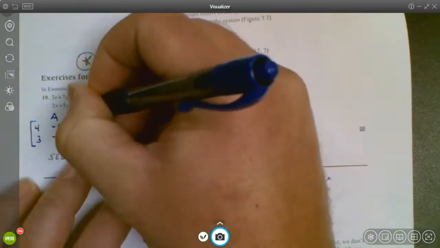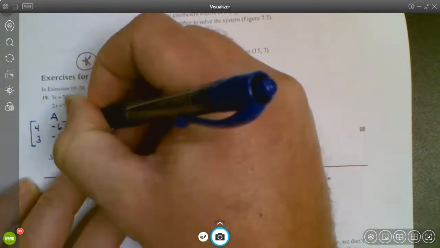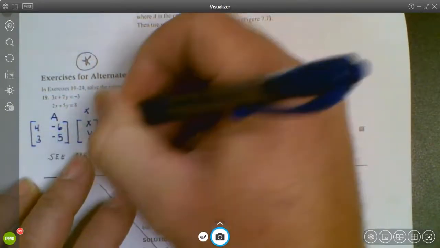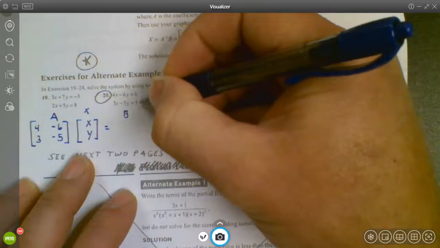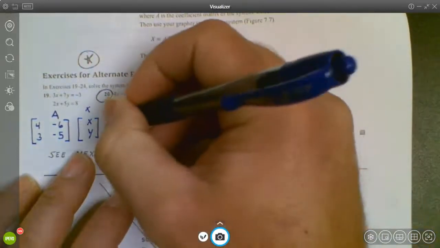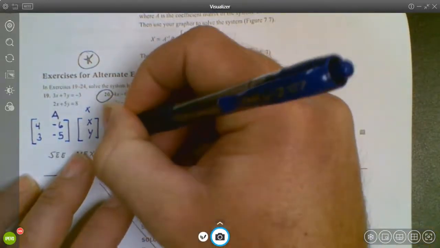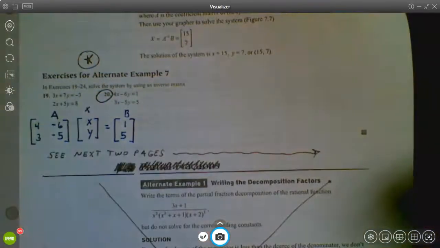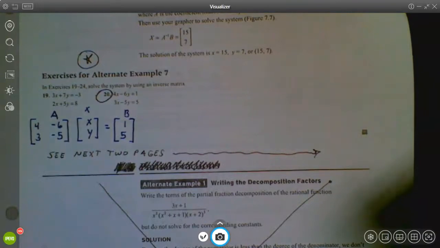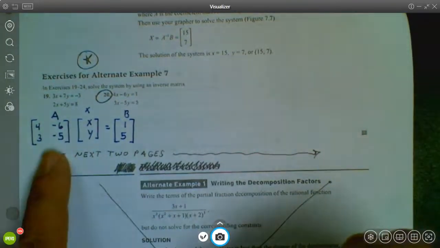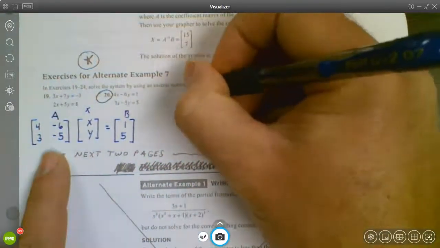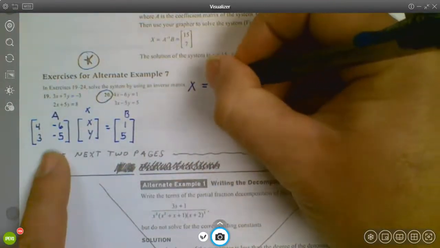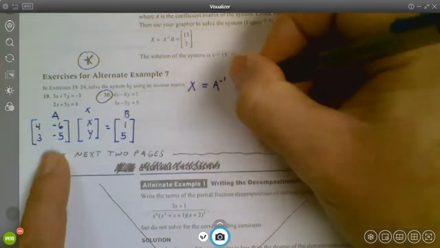My matrix X, of course, is simply X and Y. Those are the two variables. And matrix B is going to be the constants that you see on the right, which are 1 and 5. So this is the initial setup given matrices. We are simply going to isolate the X by doing the inverse of A times B.